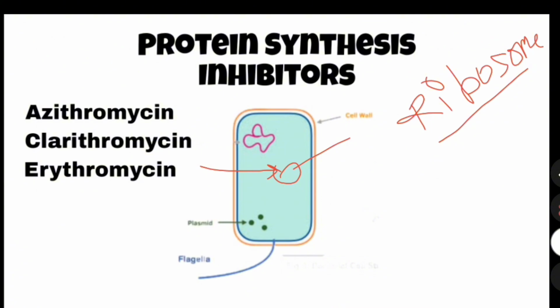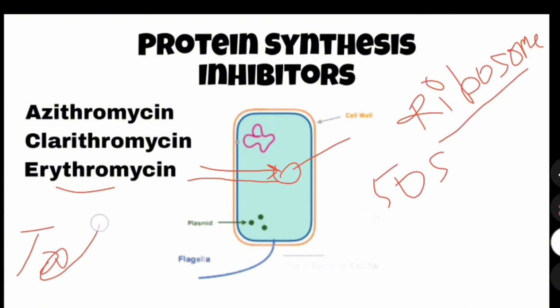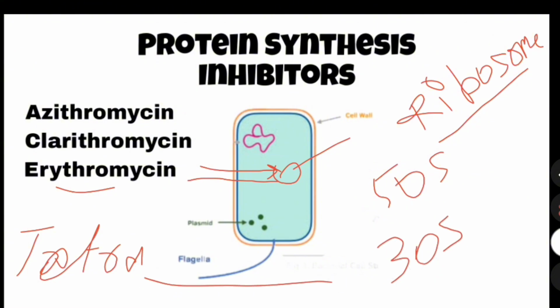The first one is the macrolide antibiotics like azithromycin, clarithromycin, and erythromycin. They target the 50S ribosome subunit. And the second one is the tetracycline group of antibiotics. They act on the 30S ribosome subunit and inhibit protein synthesis.